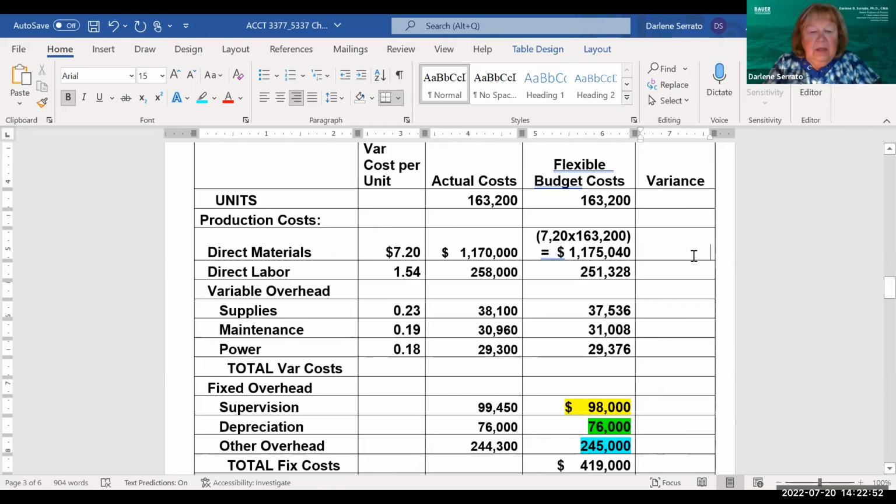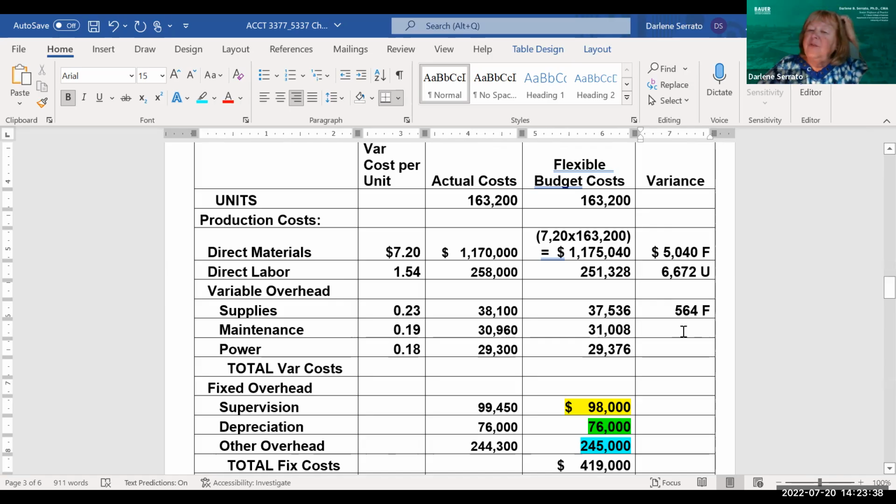Okay, so you can either do the sign or not do the sign. So actual minus budget gives us 5,040. Favorable because actual was less than the budgeted amount. Okay, for direct labor, 6,672. Unfavorable. For supplies, it's going to be 564. Favorable.